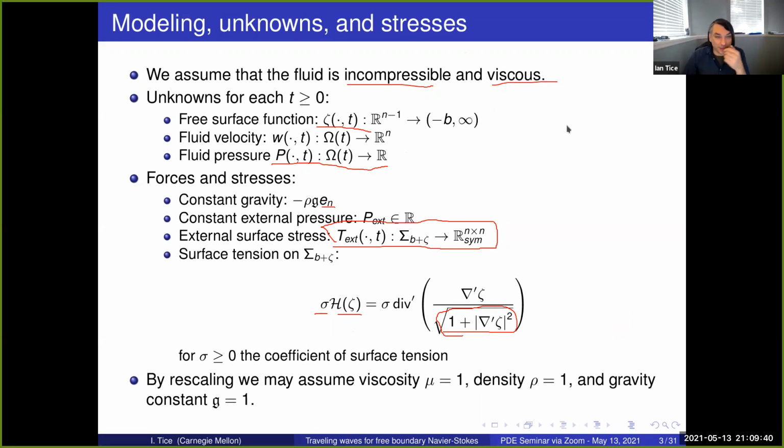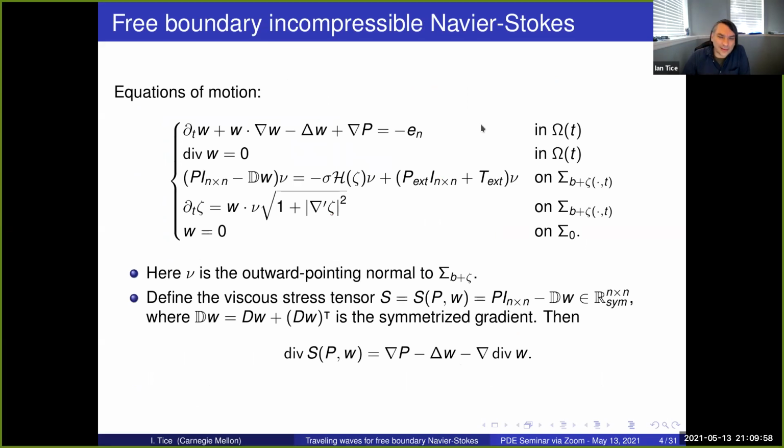Now, there are several parameters that are floating around. There's the fluid viscosity, there's the density, and there's the gravitational constant. If we rescale in space and time and rename some of the variables, for simplicity, we can assume that all of these things are exactly equal to 1, and we will do this. So then this gives us this system of equations that I've written here.